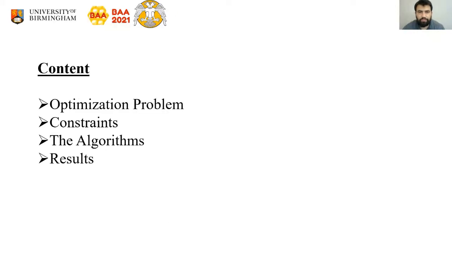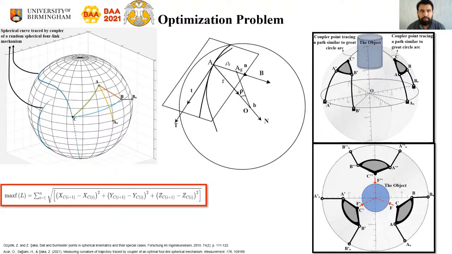The content of the presentation consists of optimization problem, constraints, the algorithms, and results. Optimization of spherical four-bar mechanism for robotic gripper design was considered as case study. A spherical mechanism is characterized with intersection of all revolute joints in one central point.